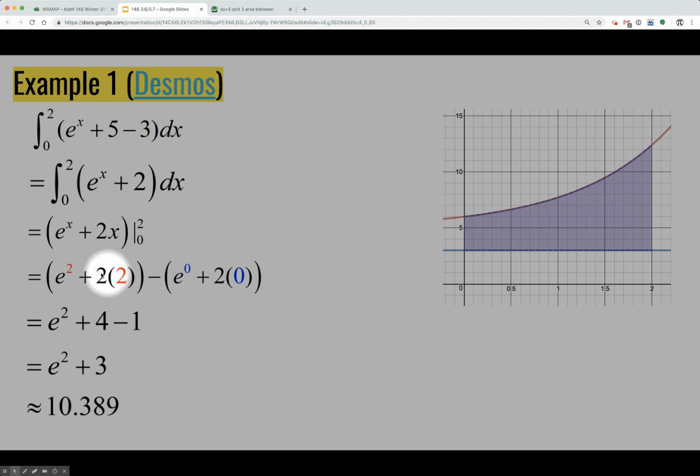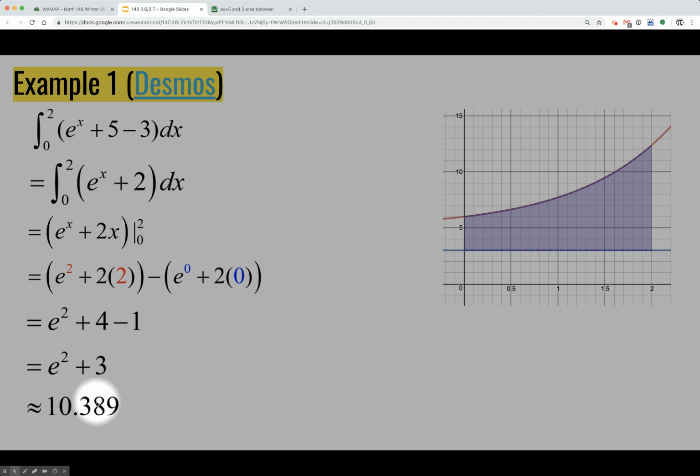So when I do that and plug 2 into the antiderivative first, I get e squared plus 4. Then I'm going to take away what I get when I put the value of 0 into the antiderivative. And so e to the 0 is 1. 1 plus 2 times 0 is 1 plus 0. So I'm going to subtract just 1. e to the 0 is 1. So this is the same thing as e squared plus 3. And on my calculator, this gives me about 10.389.